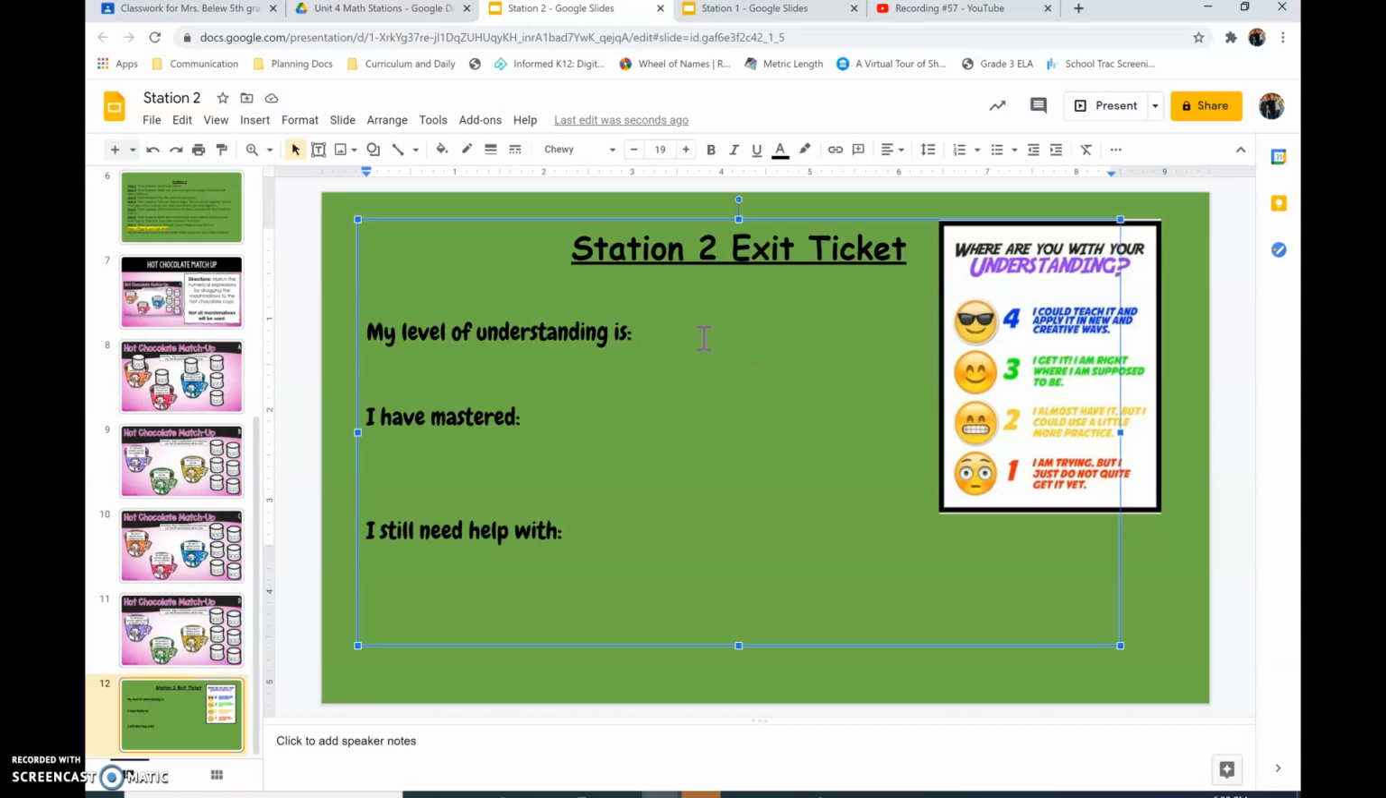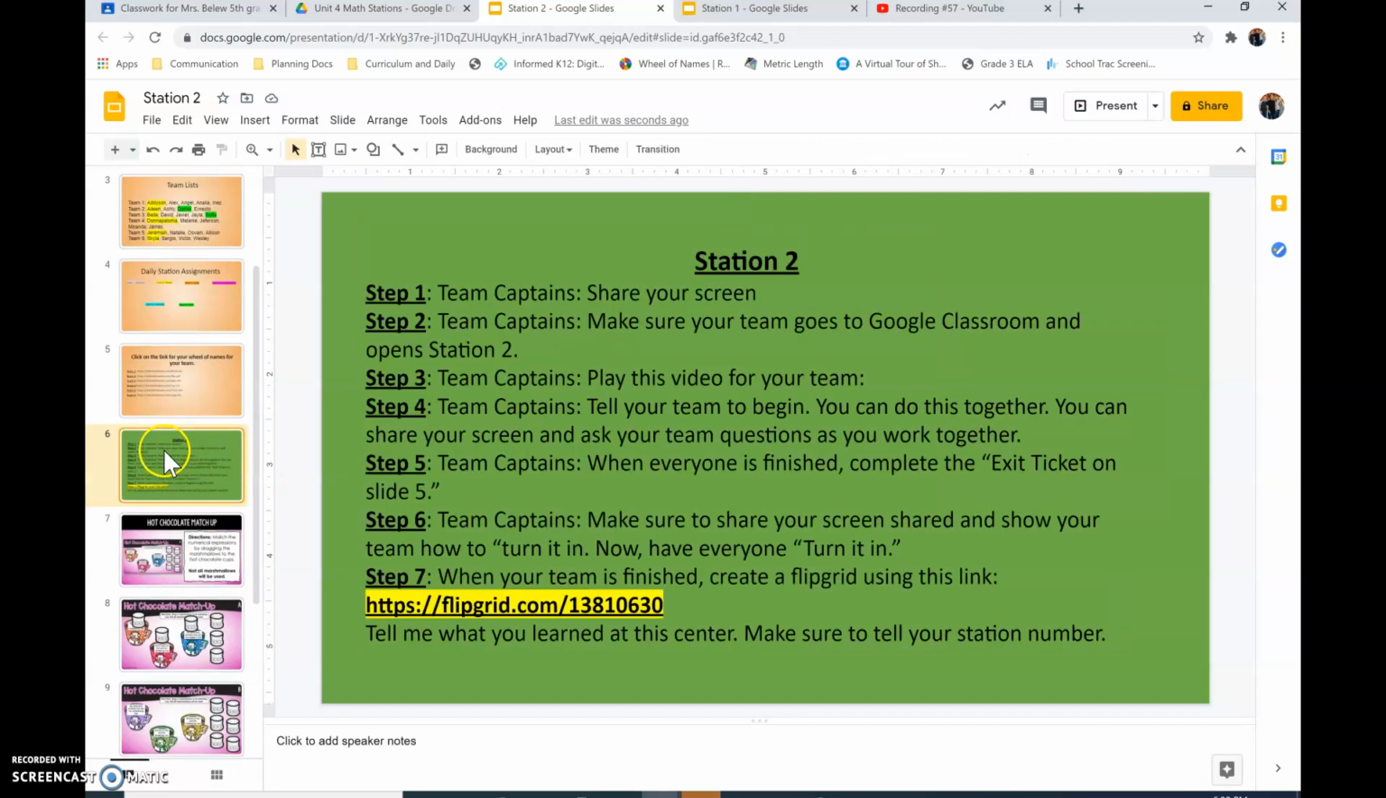You will type in here to put your level of understanding. Tell us what you have mastered when it comes to this math center. What do you still need help with? Make sure you type it in there and make sure, team captains, you tell them to turn it in. Then you're going to go to this Flipgrid and record a video telling us what you learned at this center. All right, now begin working on Station 2.